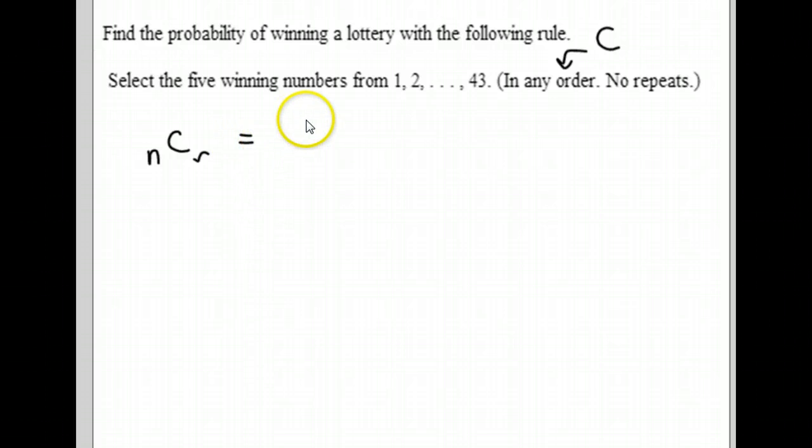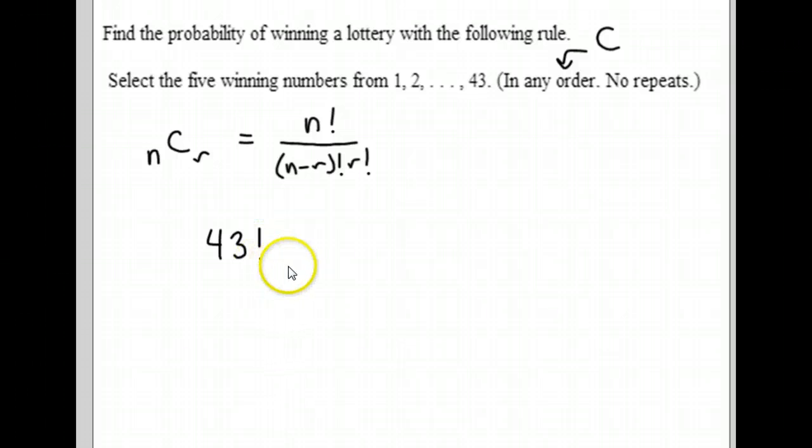nCr is equal to n factorial divided by n minus r factorial times r factorial. Alright, so in this case, n is the number of numbers we're selecting from, so that's 43 factorial. And then n minus r is 43 minus 5. Alright, 43 minus 5 is 38 factorial. And then r is 5. So that's 5 factorial.